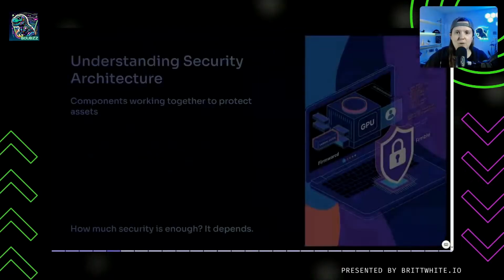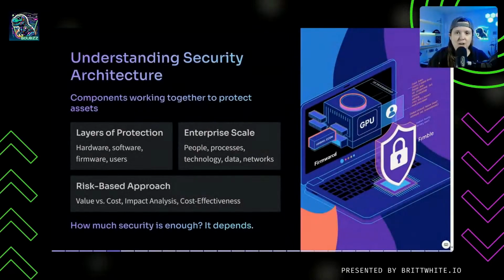So let's explore what we mean by architecture. What comes to mind when you hear it? Probably buildings, blueprints, and maybe even network diagrams. Essentially, an architecture is a structure made up of many different components that all work together to achieve a specific purpose. And you'll need a complete blueprint that shows how everything fits together. In security, our architecture is the master plan that shows how all of our security components work together to protect our assets.